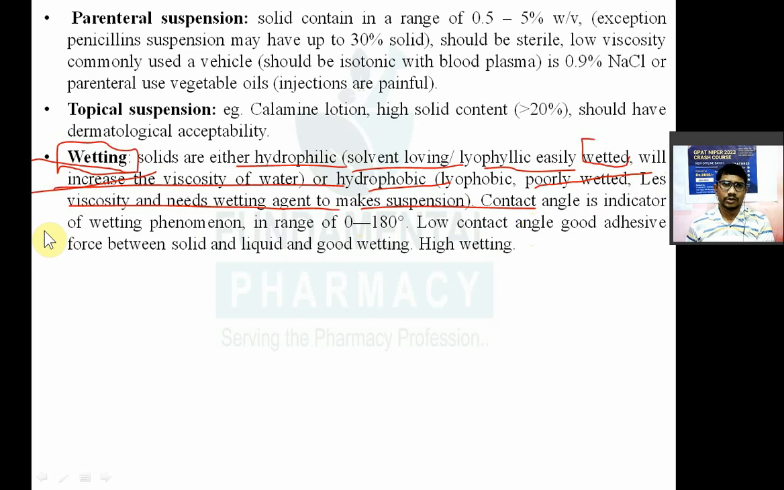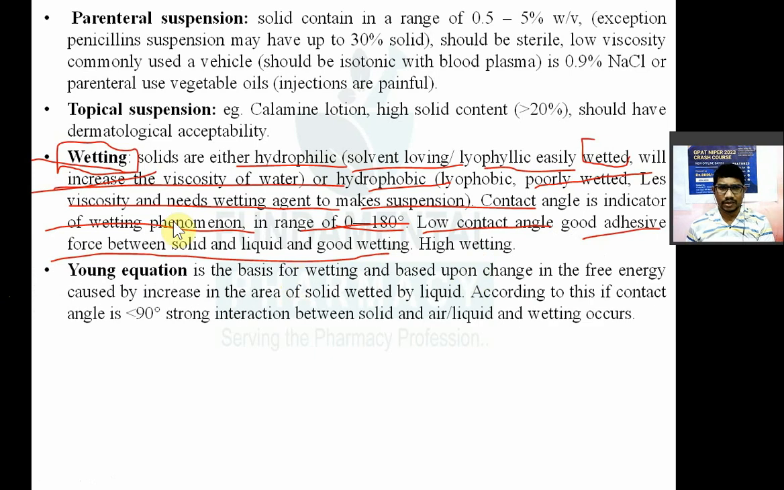Now, contact angle is an indicator of wetting. The contact angle indicates the wetting phenomenon, how much wetting there is. Contact angle is normally in a range of 0 to 180 degrees. If there is a low contact angle between particle and liquid, that means there is a good adhesive force between the solid particle and liquid, and there is good wetting. Now, if there is a high contact angle, that means there are less adhesive forces between the liquid and solid, and therefore incomplete or poor wetting.